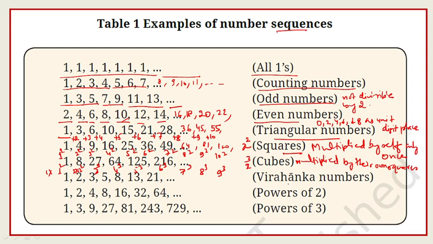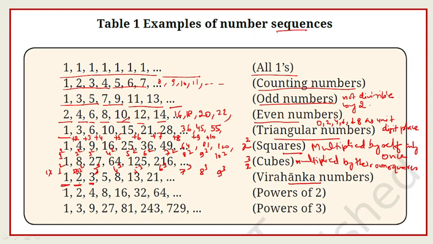Another number is called the Virahanka number. So what is that Virahanka number? We start with 1, then the second number is 2. 1 and 2 we have to write in this form. And now we will continue the Virahanka number, 1 plus 2 is 3.